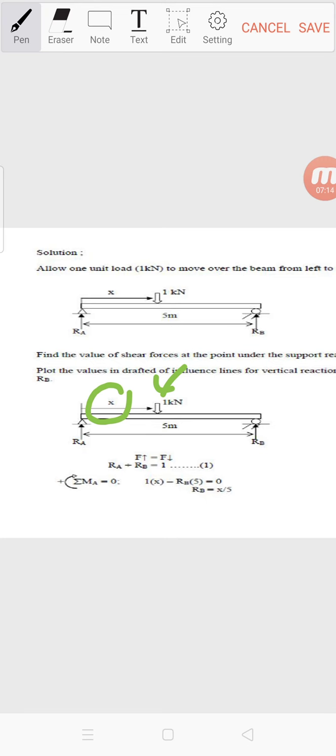And then we have moment at A equal to 0. This moment at A is 1 kilonewton times x, that is clockwise. And we have another one, RB times 5, which gives us counterclockwise. That's why we have negative here. So 1x minus RB times 5 equal to 0. Therefore, RB is x over 5.